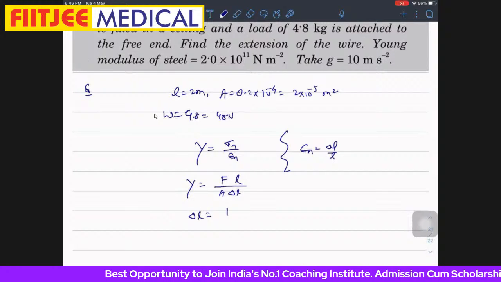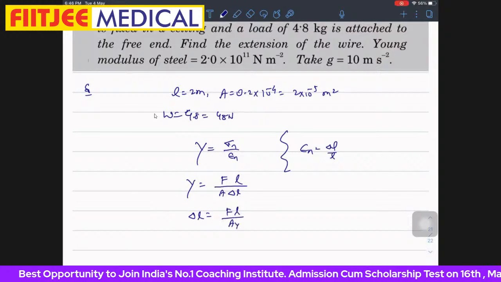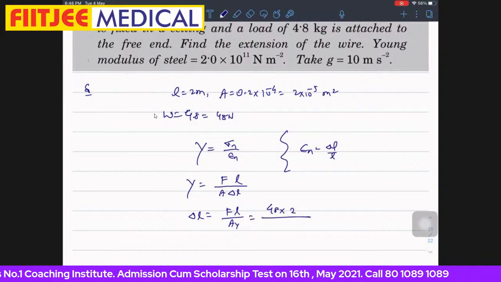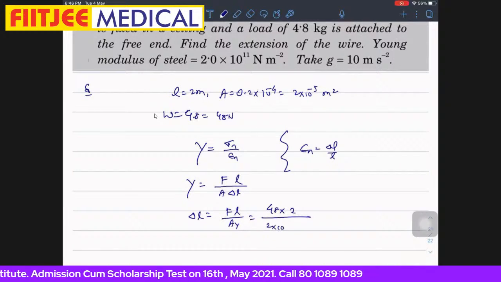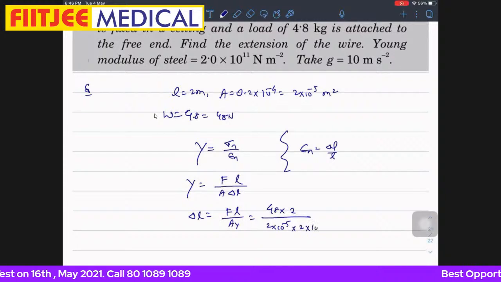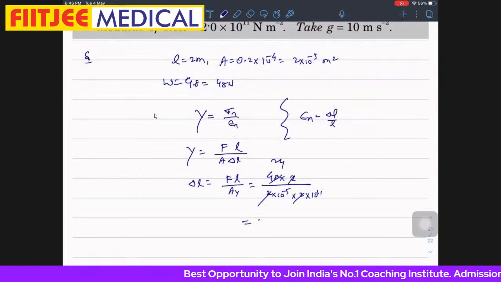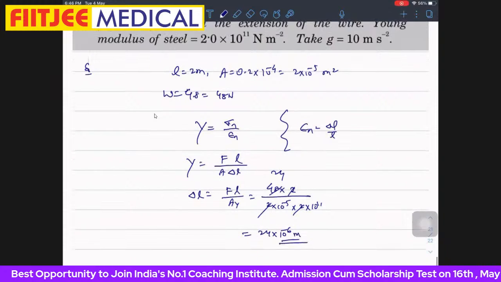So delta L I can write as FL by AY. Force we have 48, length we have 2, area we have 2 into 10 to the power minus 5, and Y value we have 2 into 10 to the power 11. So 2 done, this is 24. So how much will this come? 24 into 10 to the power minus 6 meter.